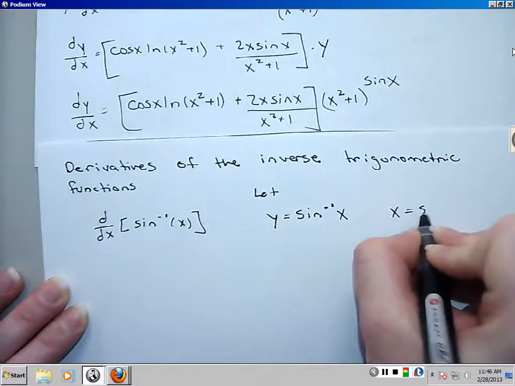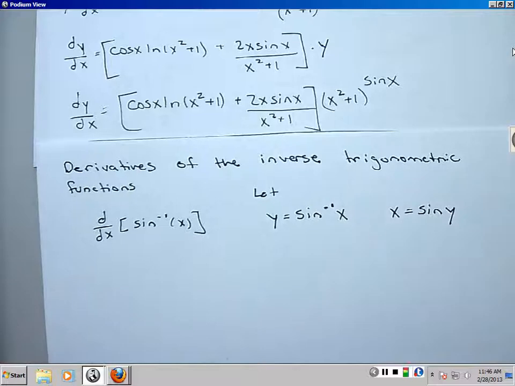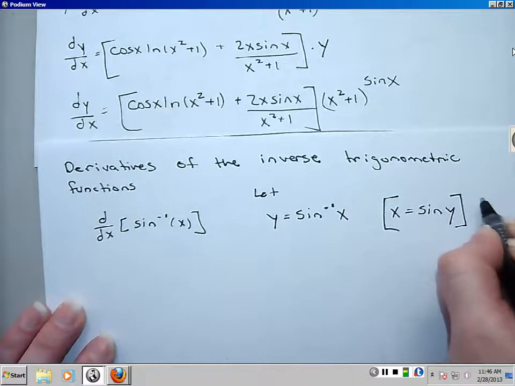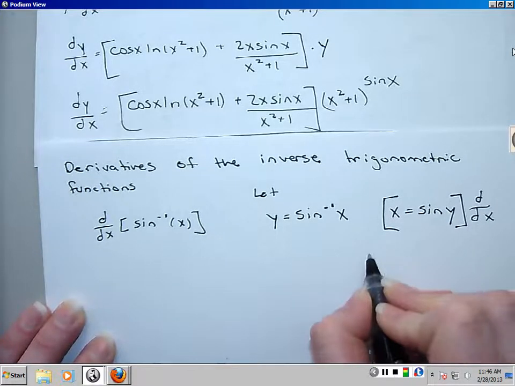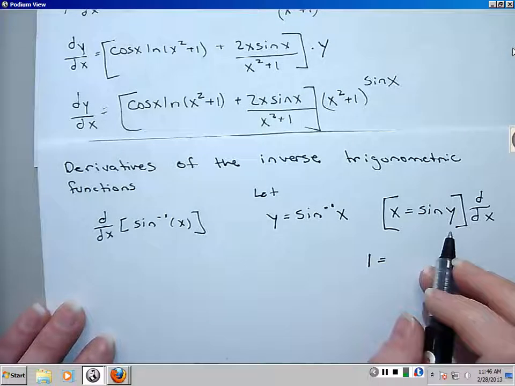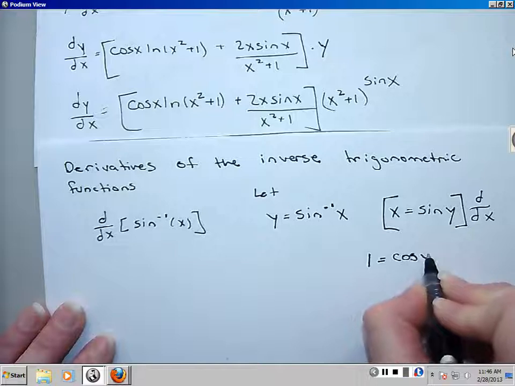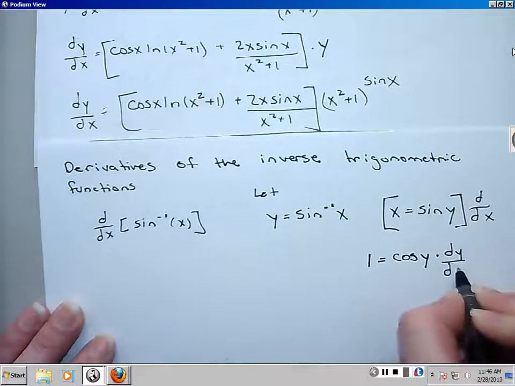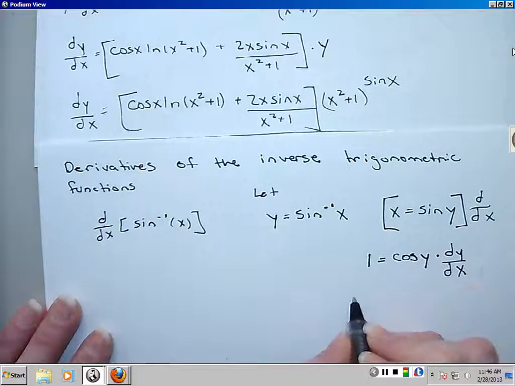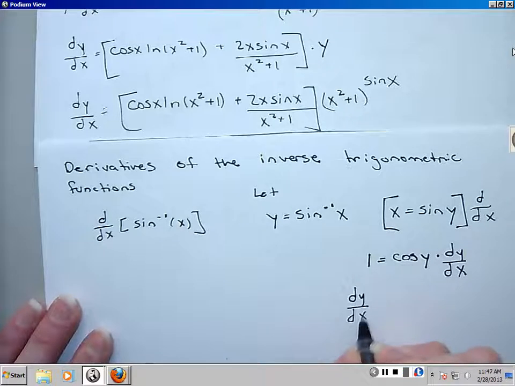So x would then be sine of y. The same process, right? I call y the function I want to find the derivative of, and I call x my original function as a function of y. So now if I differentiate this function, I get 1 equals, what's the derivative of sine of y with respect to x? Right? So here, if I solve for dy dx, I have 1 over cosine of y.